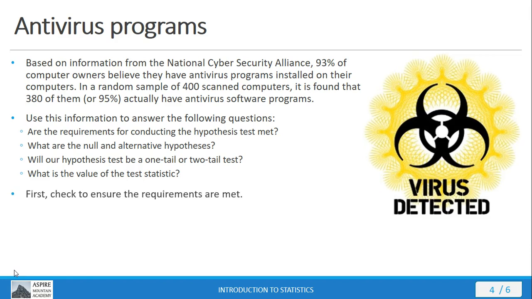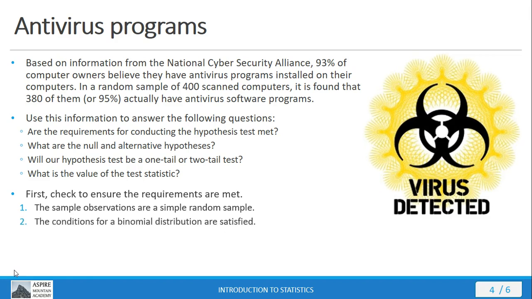Start off with checking that our requirements are met. That's the first question we were asked. The sample observations are simple random samples. We don't have any information that would indicate otherwise, so we just go ahead and say that's been met. The conditions for a binomial distribution are satisfied. Everything's either a success or a failure: either you have the antivirus program on the computer or you don't. Everything is independent. Just because one computer has antivirus, it's not going to say whether or not any other computer has antivirus program installed.